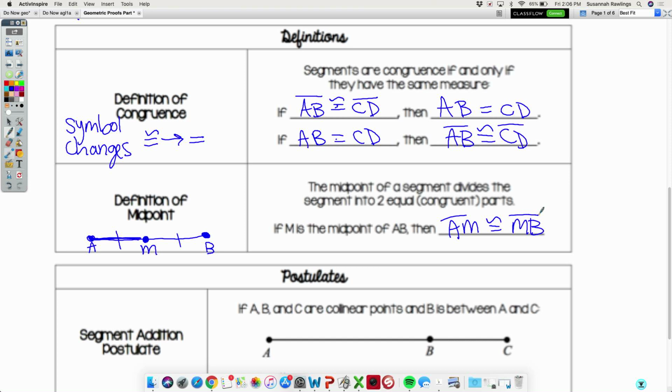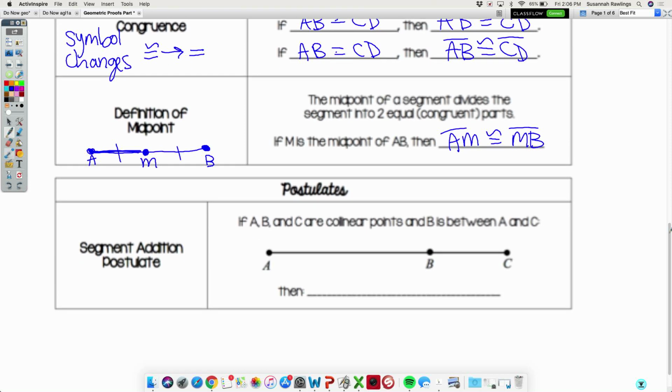So the definition of a midpoint is not that it's in the middle, it's that it's splitting my segment into two equal parts. Okay, and then our last one is the segment addition postulate down here. That's again a review. That's my small part plus the small part equals the whole thing.